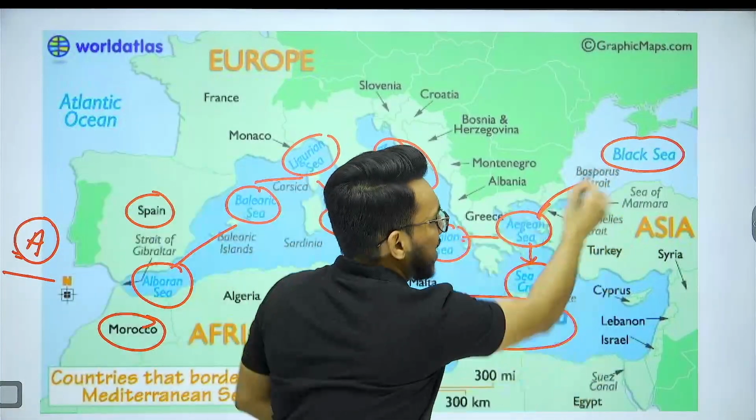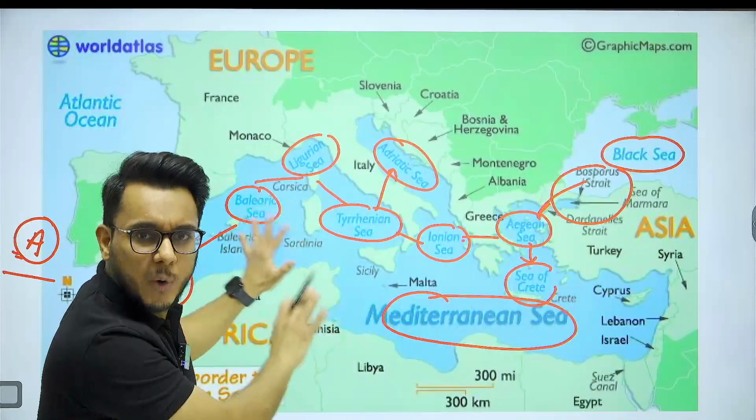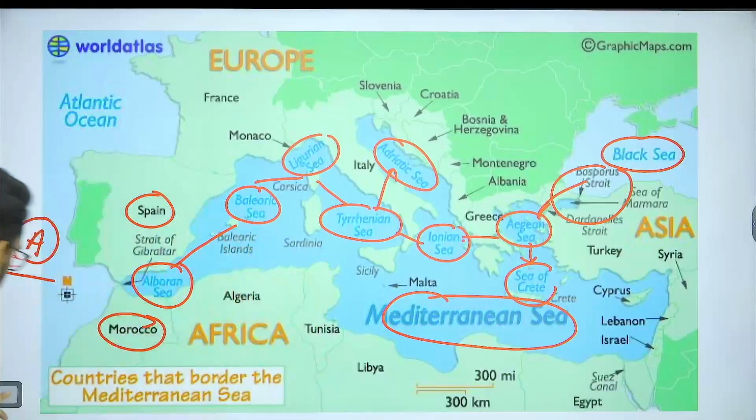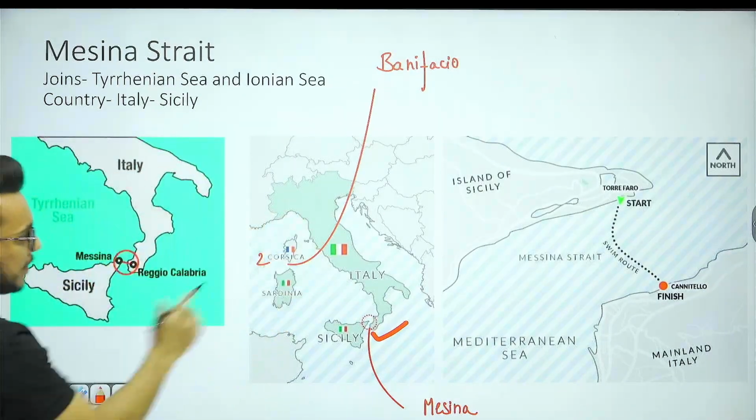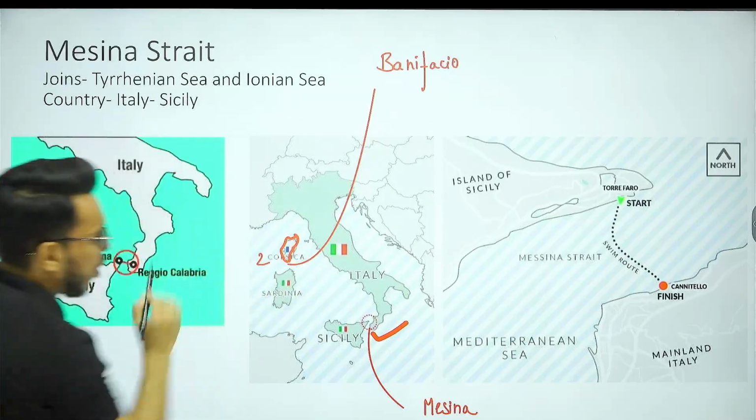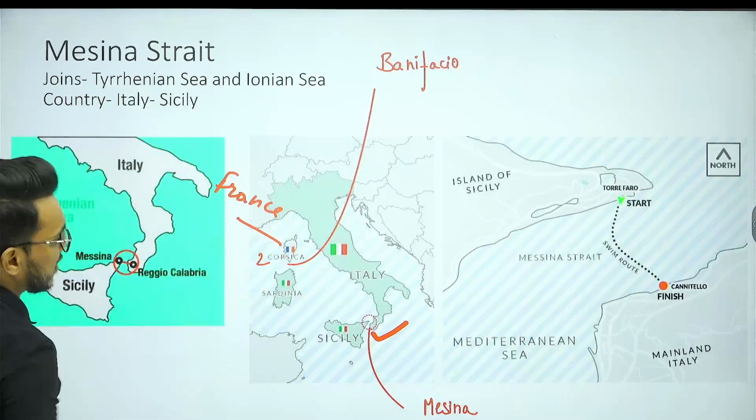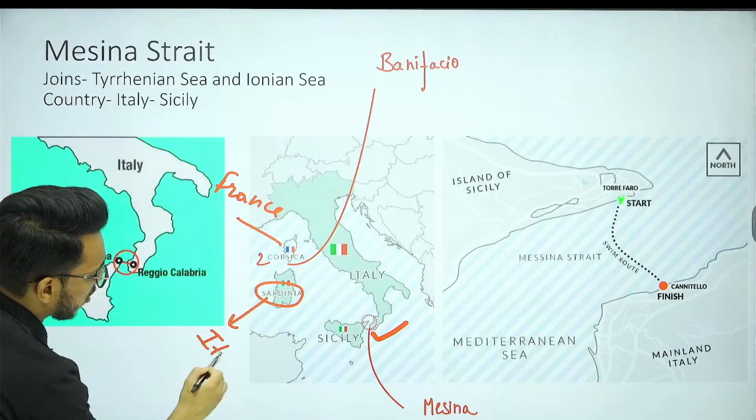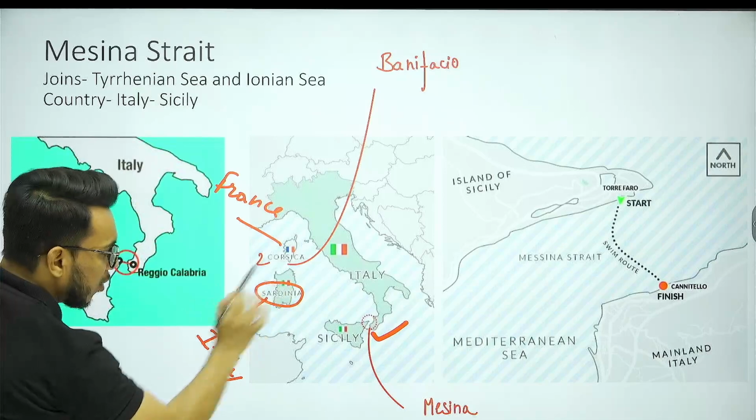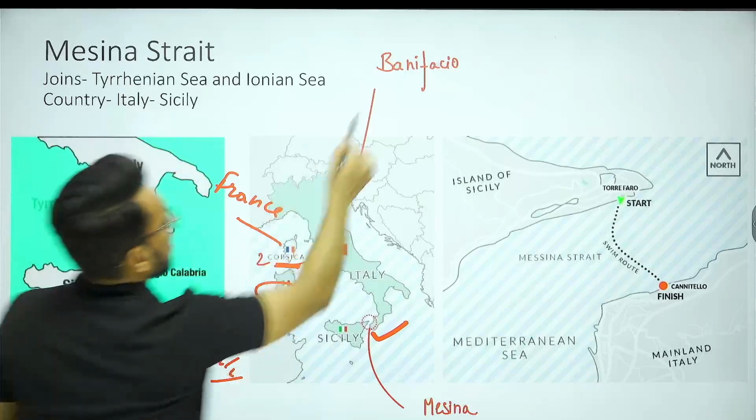Now the important straits in this particular area I am going to cover separately, don't worry. First we'll see the important straits in the Mediterranean Sea. Here we have Corsica, an island which belongs to France. Then in the south we have Sardinia, an island which belongs to Italy. Between Corsica and Sardinia there is one strait, called the Strait of Bonifacio.